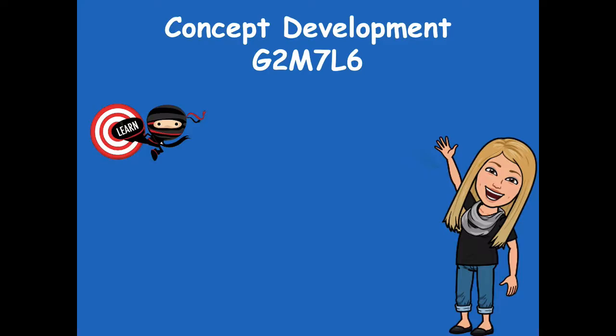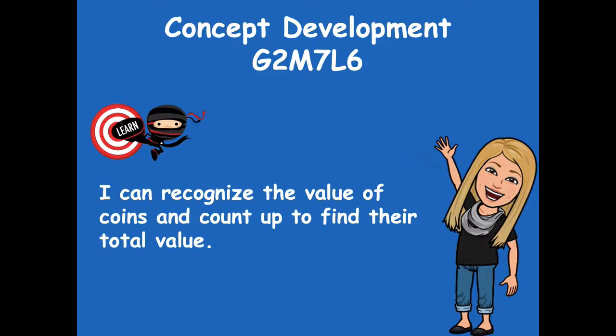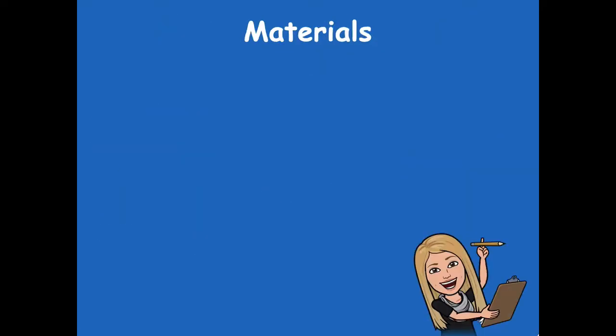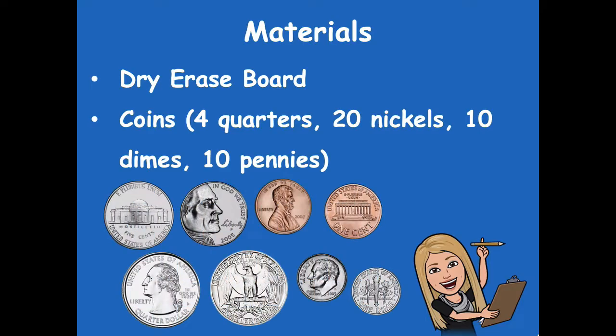For our lesson today, we're going to work with counting coins. So our learning goal for today says, I can recognize the value of coins and count up to find their total value. The materials that you'll need for this lesson are your dry erase board, and you'll need some coins. Now, if you don't have coins, that's okay. You can just follow along through the lesson. I'll have pictures of all of the coins. If you want to be able to actually touch the coins and move them around, then you'll need to have coins. But otherwise, you'll be okay if you don't have them. So make sure that you at least have your dry erase board before we get started.